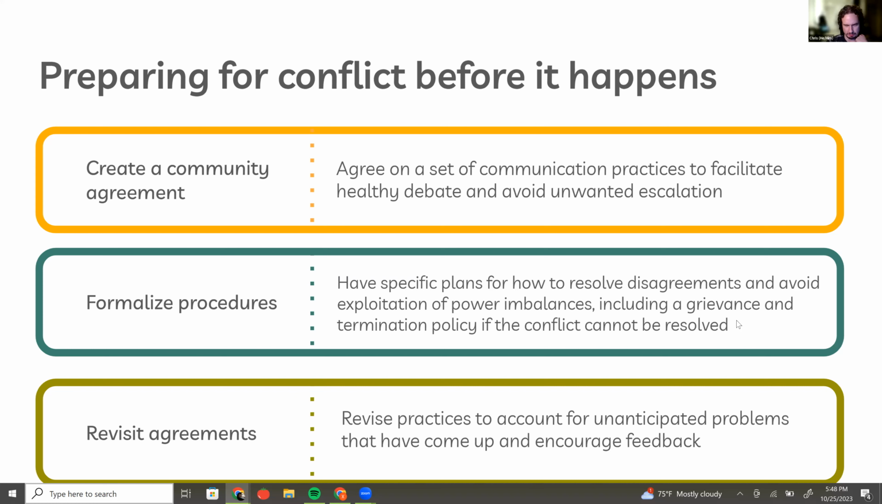And this is probably something that you're going to have to work out the finer details of as you go along, because even if you have some experience working together, you may not know how you're going to approach any given problem. And so part of how you plan for that is to formalize the procedures through which you have those conflicts, have specific plans for how to resolve disagreements and avoid exploitation and power imbalances, including a grievance termination policy if the conflict can't be resolved.